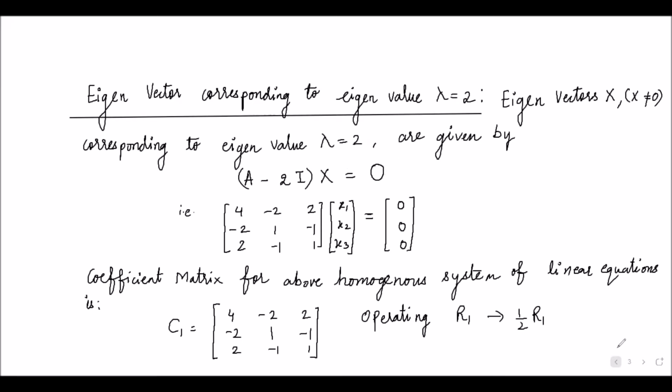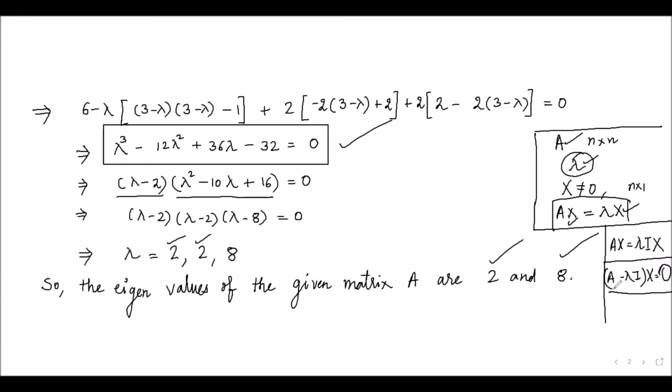See here what we are doing. We have just discussed that the eigenvectors are given by this equation. Now, since we are finding the eigenvector corresponding to the eigenvalue 2, we are putting here lambda as 2. So this will be reduced to (A - 2I)x. X is the eigenvector, and the right hand side is the null matrix.